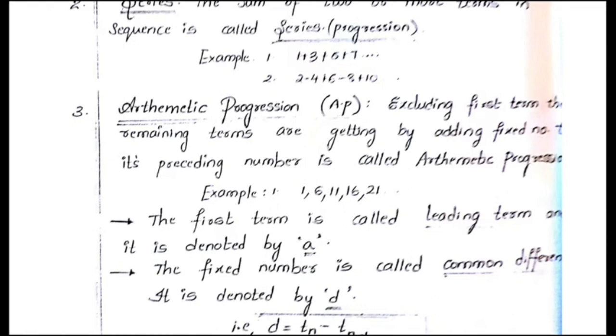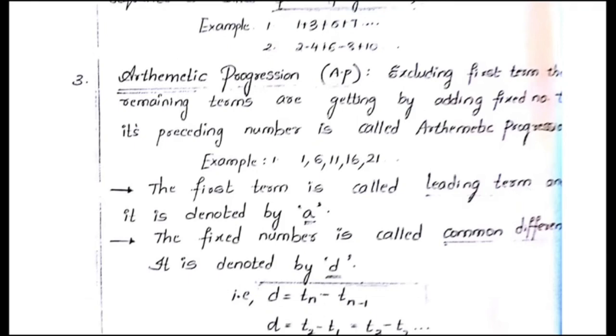I will explain with an example so you can easily understand. See here, 1. This we are leaving out. How do we get the remaining terms? By adding a fixed number to the preceding number. So I am adding the fixed number 5. 1 plus 5 is 6, 6 plus 5 is 11, 11 plus 5 is 16, 16 plus 5 is 21, 21 plus 5 is 26 and so on. Like this we get an arithmetic progression.